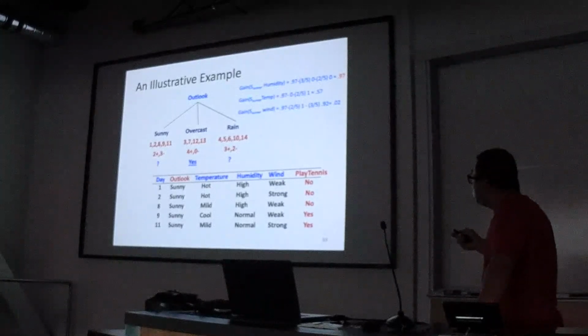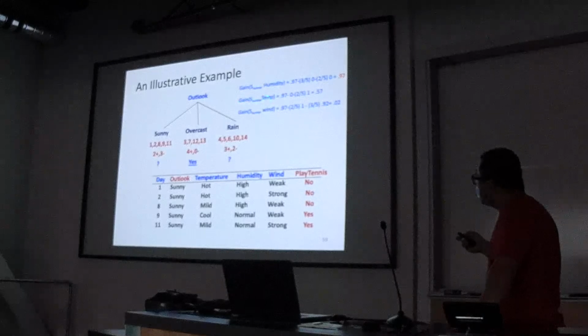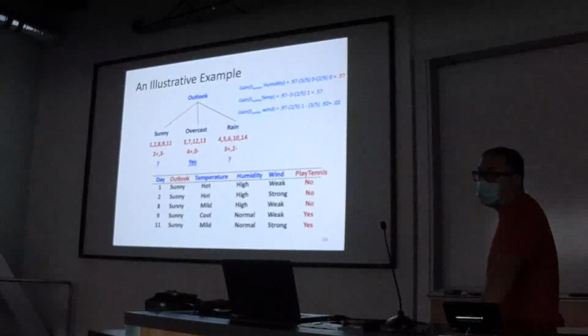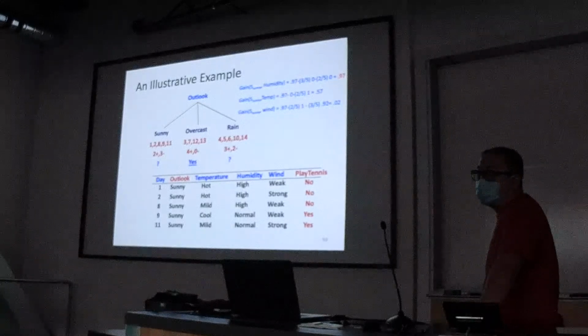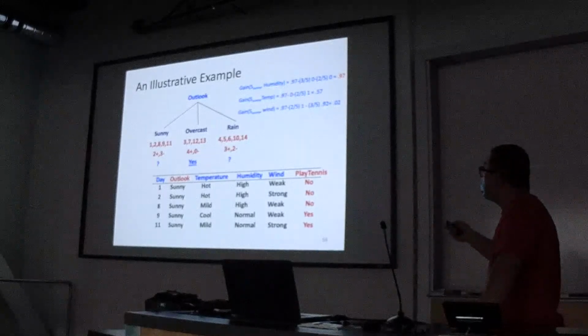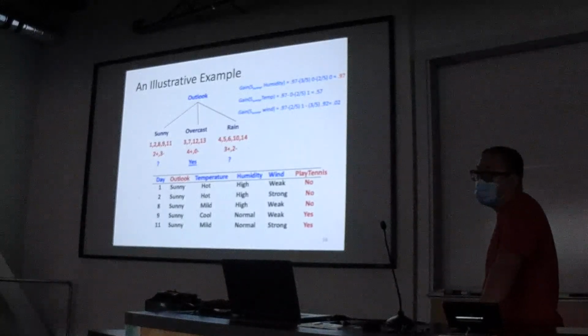By using humidity to split this subset, you end up with information gain being 0.97, and using temperature, you end up with 0.57. Using wind, you get 0.02. So now, which attribute should we use to further split this subset? Humidity, because humidity has the largest information gain, so we're going to use it to split.